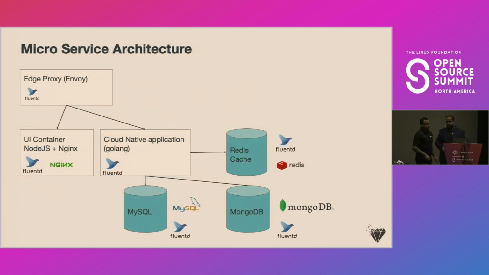What we see here is a typical microservices-based application. There is an edge proxy, there is an application business logic Go application we have written, then we have some React application which is publishing your dashboard, and then behind the scenes we use MySQL, MongoDB, and Redis.